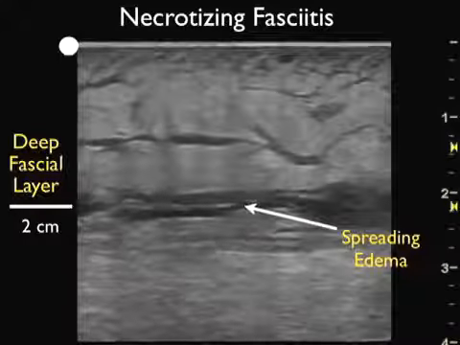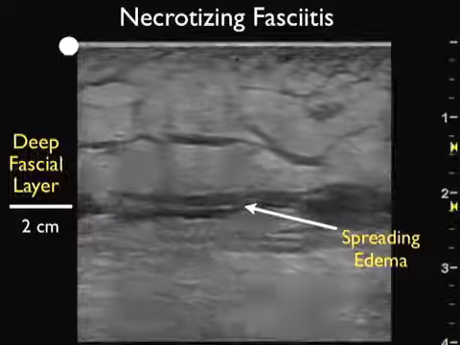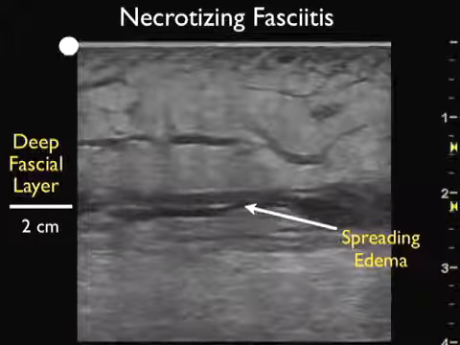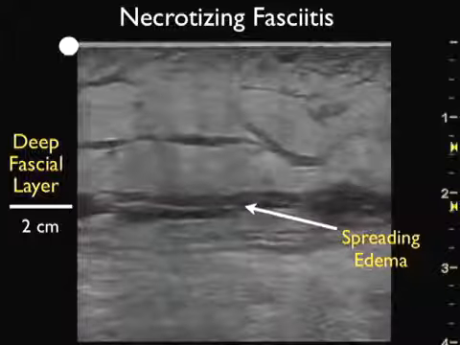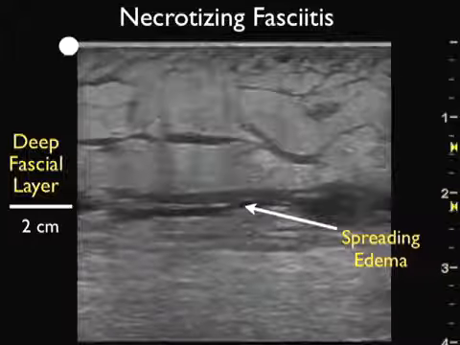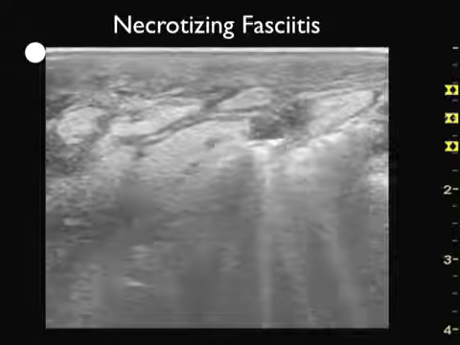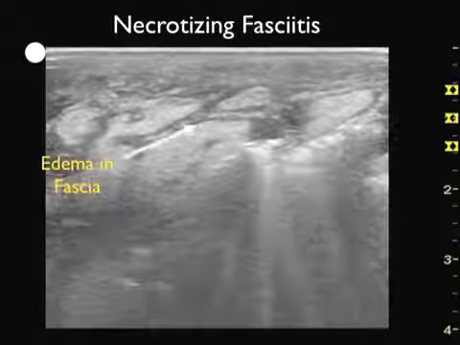But notice here the area of dark or anechoic spreading edema at about the 2 centimeter mark, which is going to be very concerning for the presence of fluid spreading along the fascial plane in necrotizing fasciitis. This video clip shows all the sonographic hallmarks of necrotizing fasciitis in a confirmed case.